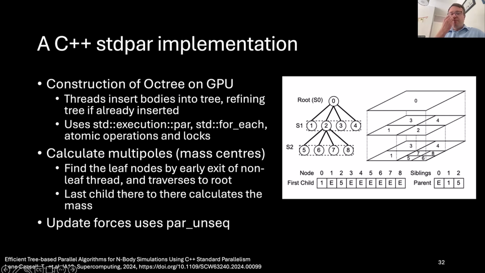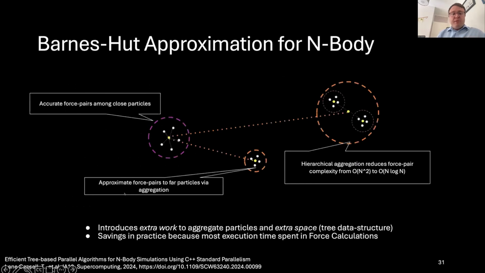So in this work, we built the octree on the GPU. We did this using standard parallel algorithms. The algorithm that we had was that threads were inserting bodies into this tree. So they're collaboratively building this data structure all on the GPU using for_each with the execution policy par. And to do this, it needs atomics and locks, basically. That's why we had to use the par. Once you have the octree, you then need to aggregate all these particles together. So the yellow blobs in this picture, you have to calculate like the centroid of mass of all the particles in the level of the tree.